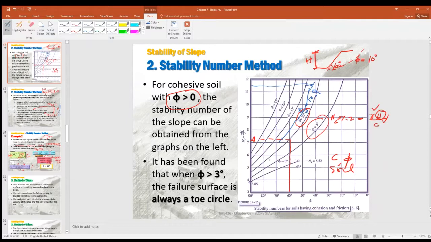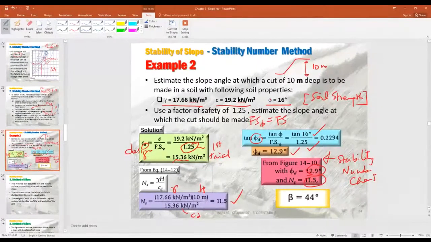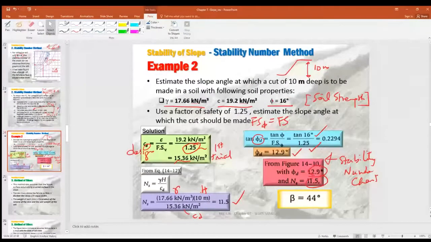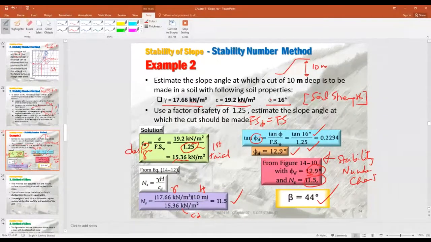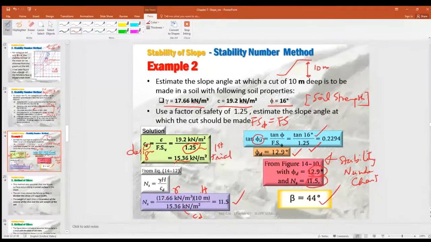So what's the beta? Between 40 and 50, right? It's 44 degrees. So from that chart, you have the beta of 44 degrees. Is that okay for you?